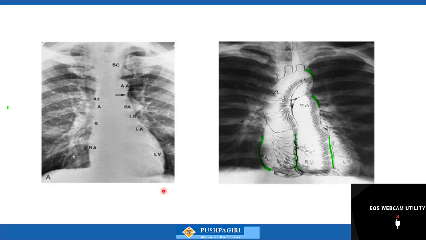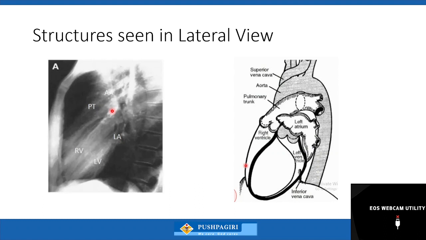Now we'll come to the lateral view. What structures do we see in the lateral view? The anterior most structure we see is the right ventricle. Of the retrosternal space behind the anterior sternal border, only one third will normally be occupied by the right ventricle, and the remaining two thirds will not be occupied.